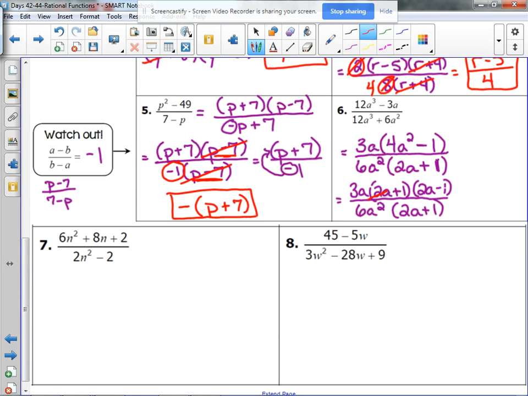So we've got 2a plus 1 in the numerator and denominator. We've got 3 over 6, that's equal to 1/2, with a 2 in the denominator. 3 over 6 is 1/2. We've got an a in the numerator and an a squared in the denominator, so that leaves us with an a to the first in the denominator. So what do we have left? We have 2a minus 1 in the numerator. In the denominator, we've got a 2, and we have an a.